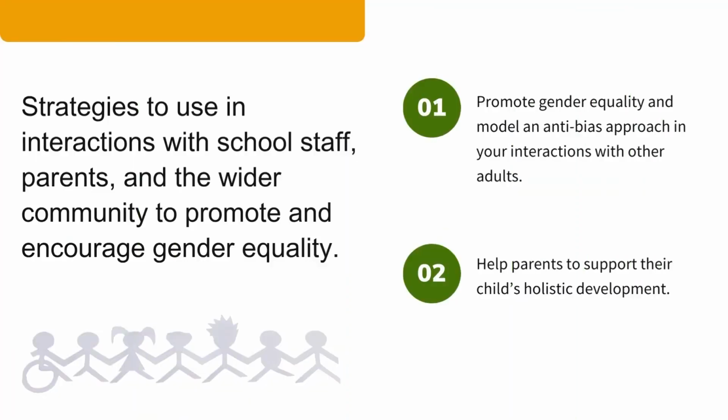Strategy number 2. Help parents to support their child's holistic development. Gently help parents understand how their own gender stereotypes negatively affect children's learning and what they are able to achieve. Reinforce with them that children learn and develop optimally when they participate in a variety of learning and play activities, when they feel safe and supported, and when they receive encouragement to try different things, interact with others, and learn which behavior is acceptable and which is not.